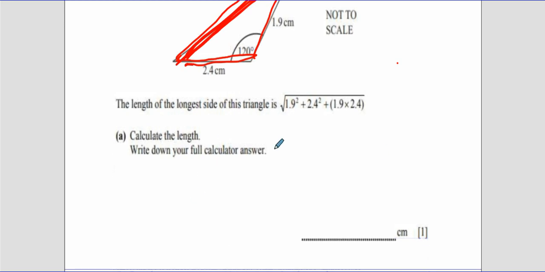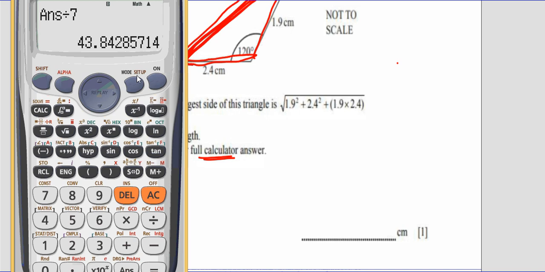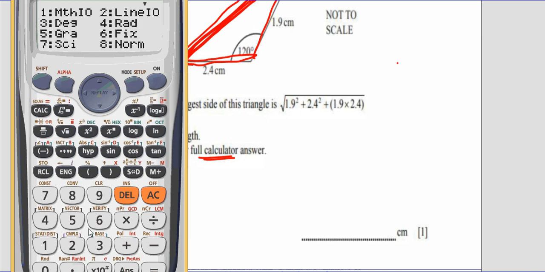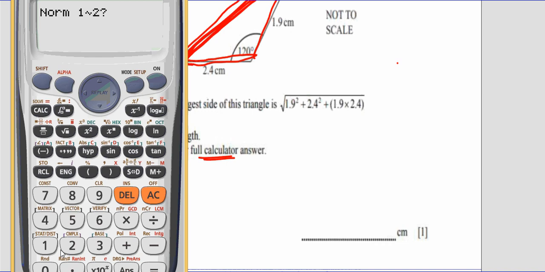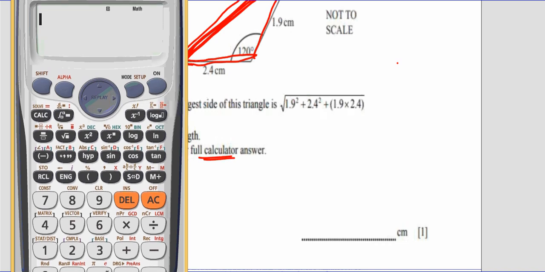Okay, I have to use a calculator because I'm told to write down my full calculator answer. So what I do, I pull out my calculator, make sure that I clear my calculator. Clear that and you're good to go. Type everything in the calculator. So we have 1.9 squared.